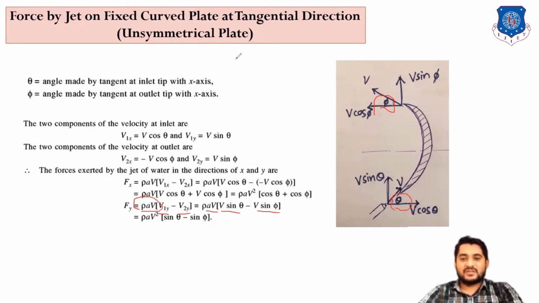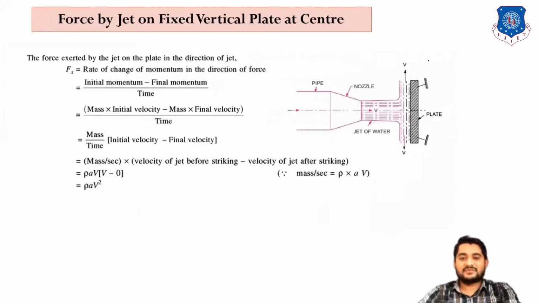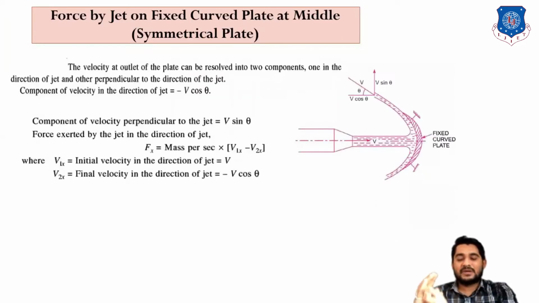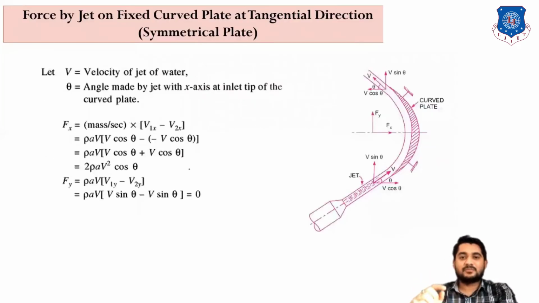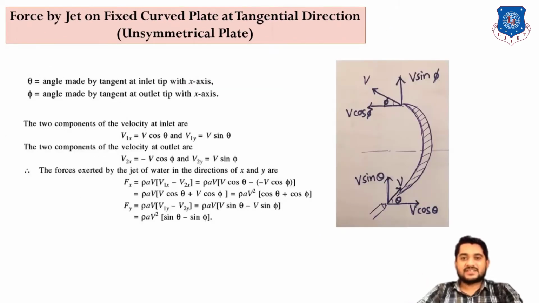So here are the four cases for the fixed plate. Let us revise them again. The first case is the jet striking the center of the plate, where the plate is flat and vertical. Second case, the plate or blade is curved but the jet impacts at the center. Third case, the blade is curved and the jet impacts tangentially, but the blade is symmetrical. And the last one is the blade is unsymmetrical and the jet impacts from the tangential direction.